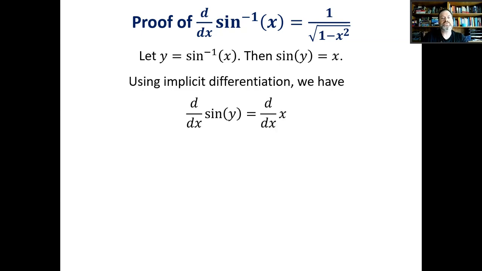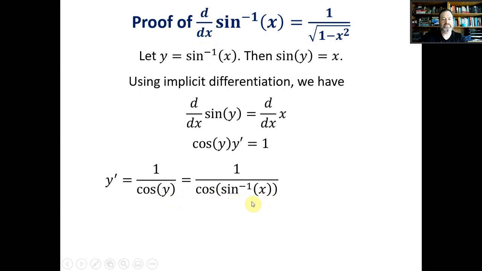Okay, so what we're going to do is implicit differentiation on sine y equals x. So that's going to give us cosine y times y prime, chain rule, equals 1, right? So the derivative of x with respect to x is 1. Now we're going to solve for y prime. It's just 1 over cosine y. Now, we've already said y is arcsine of x. We're going to plug arcsine of x in here. What is cosine of arcsine of x?